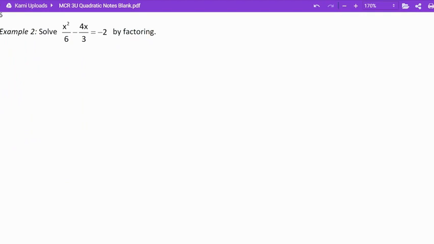Okay, thank you. In this case, in example 2, are you given an equation or a function? Equation. There is no y. So this is an equation. So when we solve, what are the two words that we find? Are we finding a 0? No, it's not. So we can find what? Okay, we can find a root or solutions.